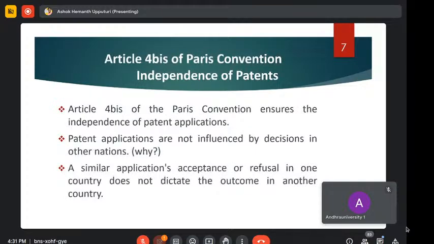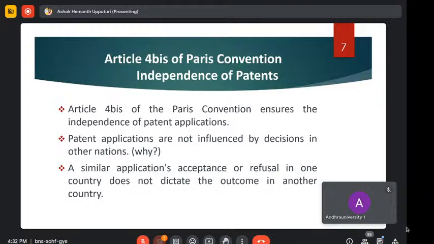Coming to the independence of patents, somebody asked a question about it. See, Article 4 bis of the Paris Convention ensures the independence of patent applications. Patent applications are not influenced by decisions in other nations. See, this is very important. For example, you filed a similar application in the US or China for the same invention, through PCT or the convention or through regional routes, whatever it may be, and there is acceptance or refusal.